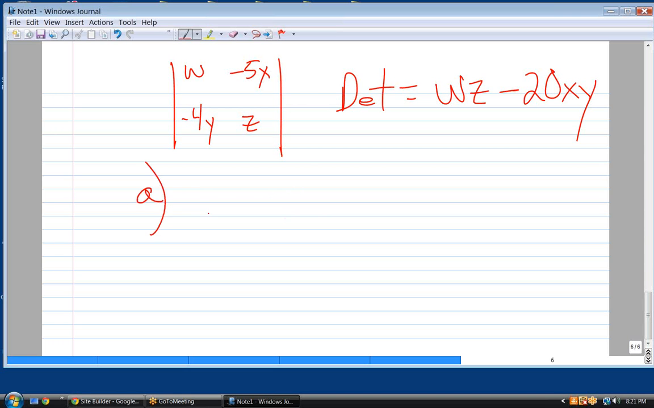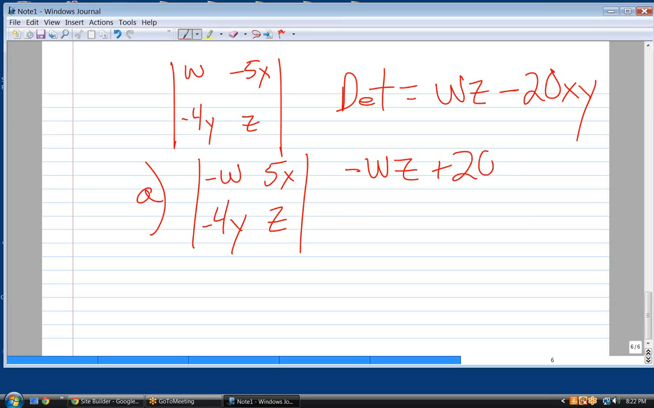Okay, what's A? A is negative W, 5x over negative 4y, z. Or like in a matrix though. Excuse me. Good, because I was about to be very confused. What is that again? Negative W then 5x over negative 4y and z. So the determinant of this would be minus WZ plus 20xy.